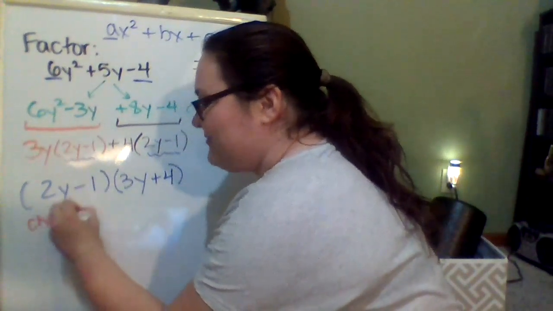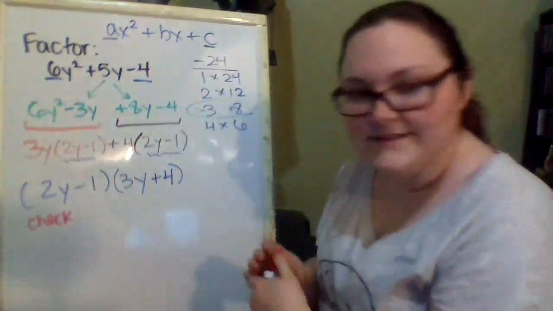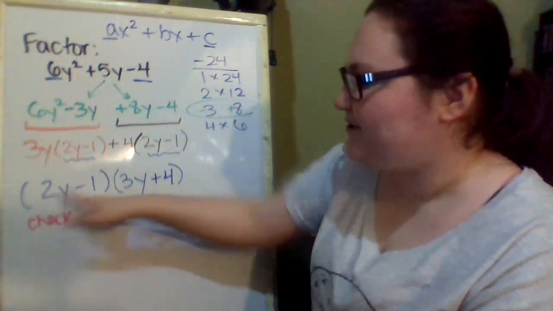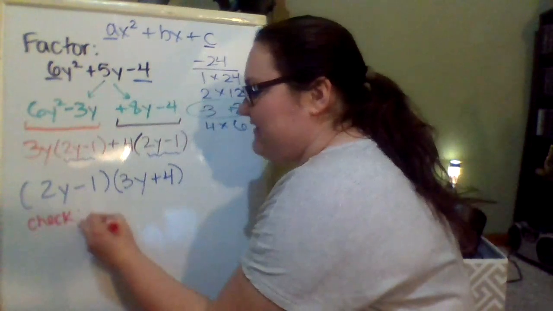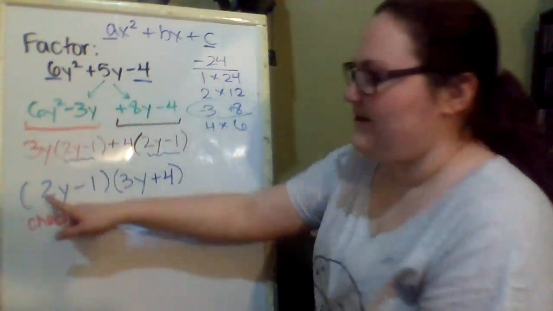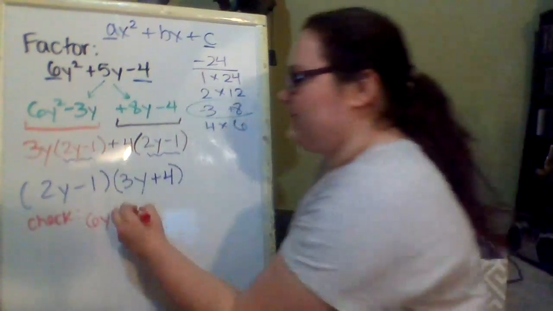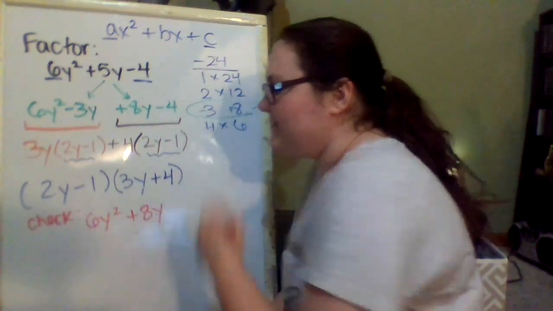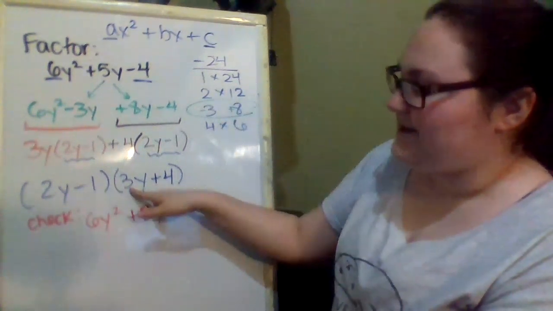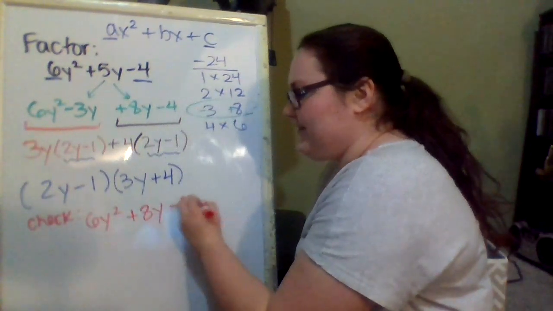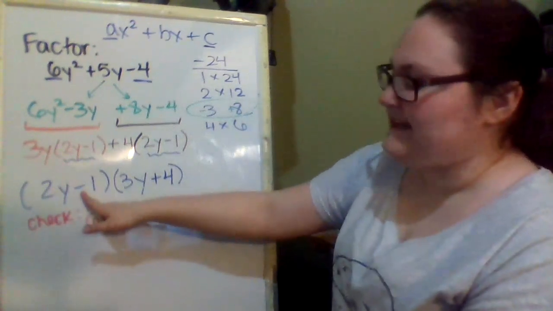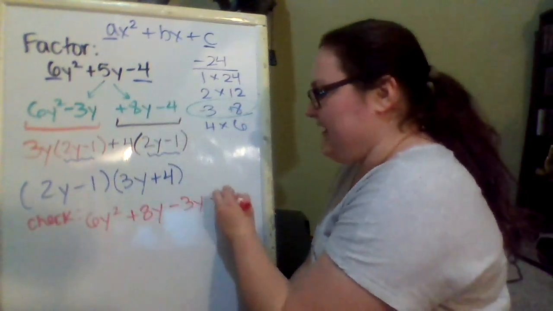So when we go to check, just like always, I'm going to multiply my 2y and 3y, which gives me 6y squared. My 2y times 4 gives me plus 8y. The negative 1 times 3y gives me the negative 3y. And then the negative 1 times the 4 gives me the negative 4.